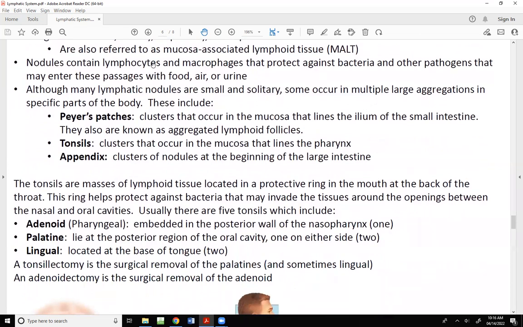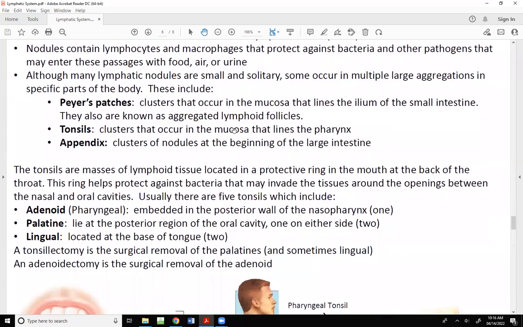For the reason that they are associated with mucosa membranes or mucous membranes, another term for them is mucosa-associated lymphoid tissues, or MALT for short. Okay. What they have on the inside of them are lymphocytes and macrophages that can protect against bacteria and other pathogens that may enter these passages with food, air, or urine. So they are helpful in that they filter, but not in the same way that we see our lymph nodes filtering. Okay, they don't filter lymph, but instead they do provide protection just in specific areas of our body.